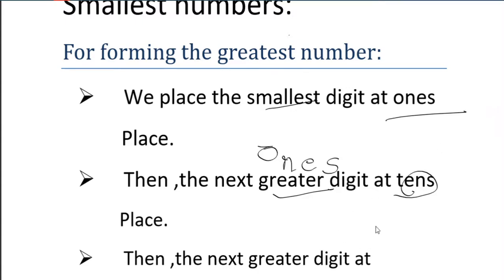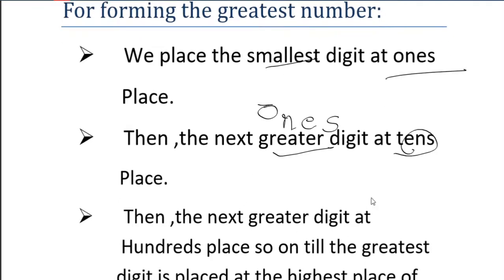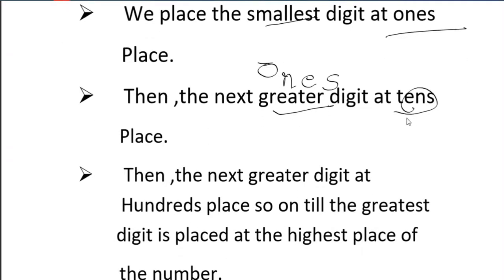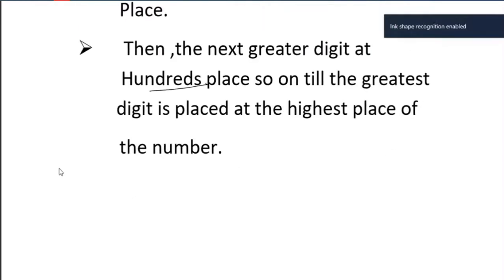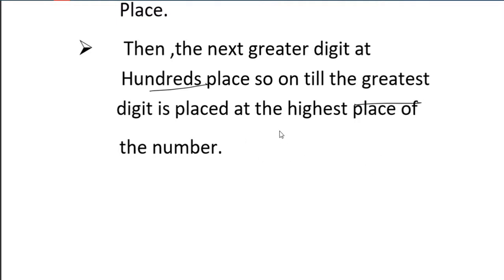Okay children, gradually move to the next place, that is the hundreds place. Ones, tens and hundreds. Now you have to choose the digit greater than the tens place digit and place it in the hundreds place. Like this, you have to place digits till the greatest digit is placed at the highest place.